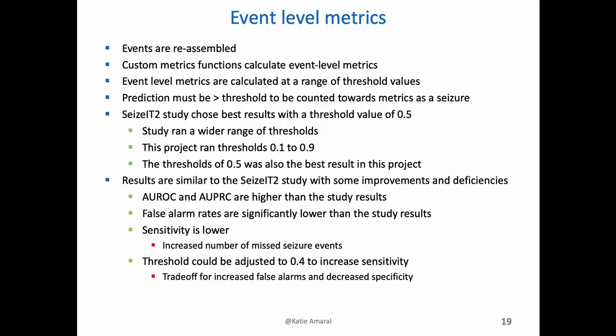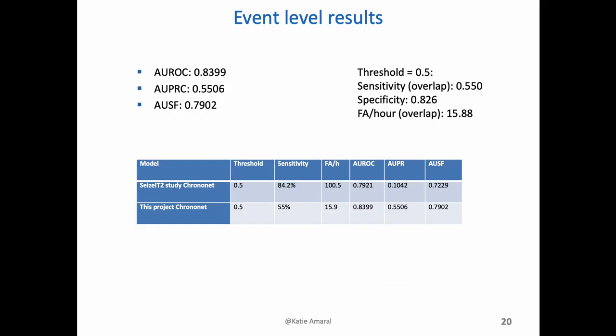Similar to the SeizeIT2 study, this project iterates through a list of thresholds from 10% to 90%, and the best result is chosen from those results. The SeizeIT2 study iterated through a wider range of thresholds and ultimately chose 50% as the best performing threshold. In this project, the best threshold also seems to be at 50%.